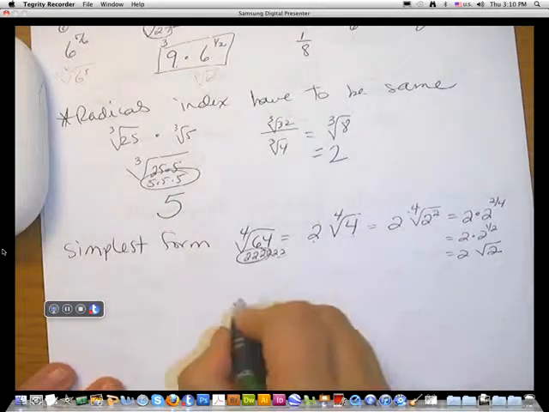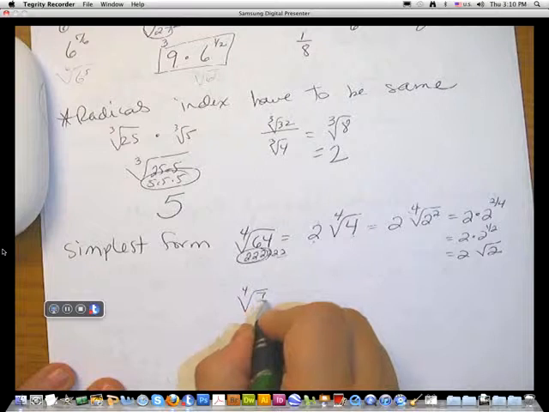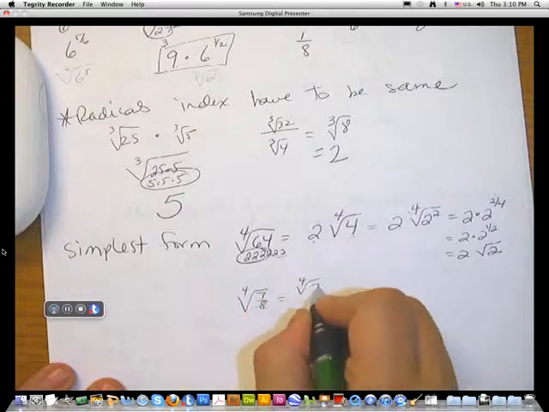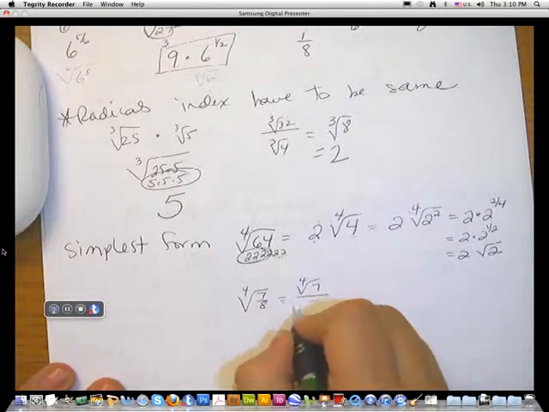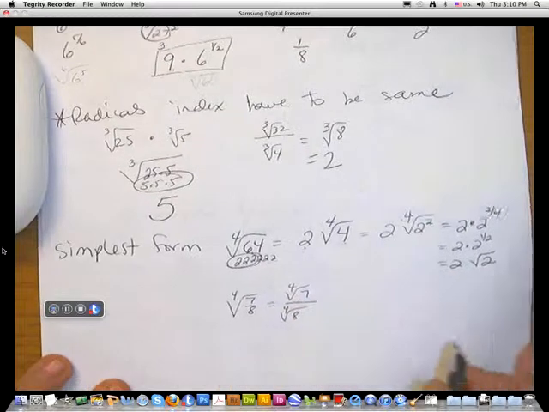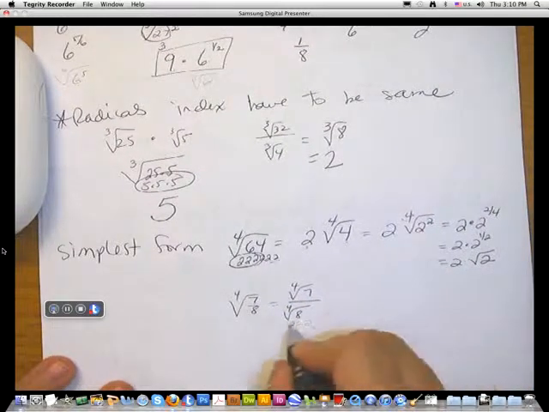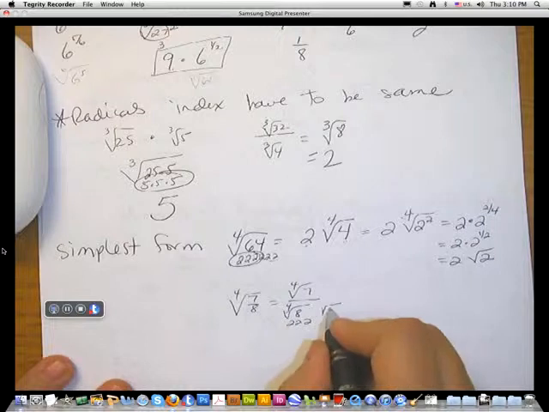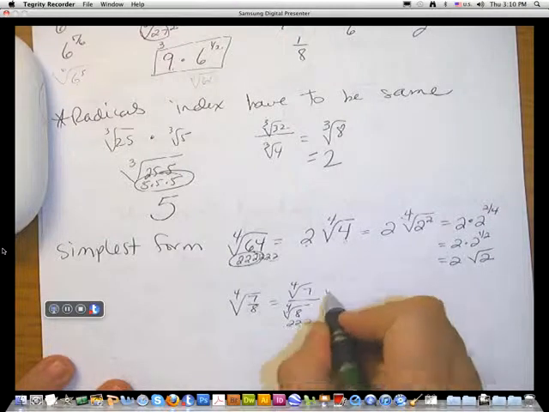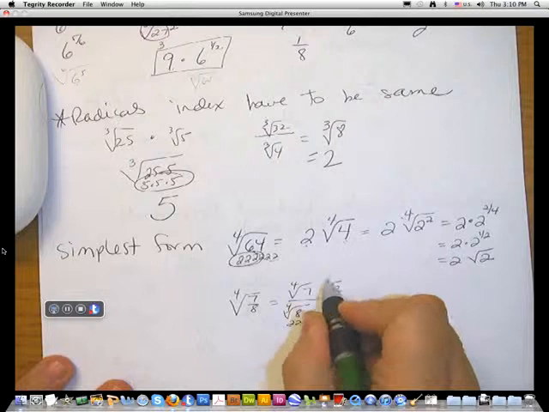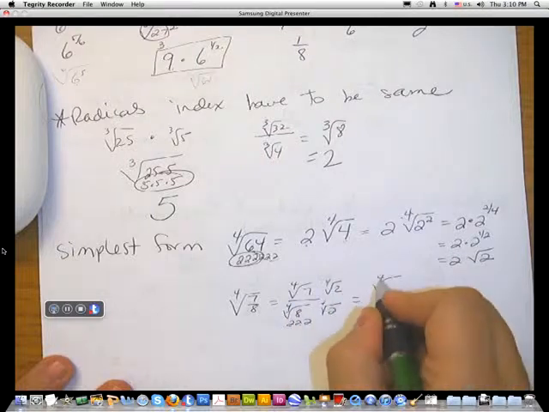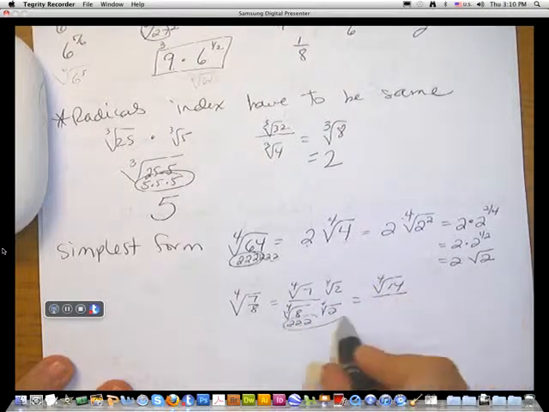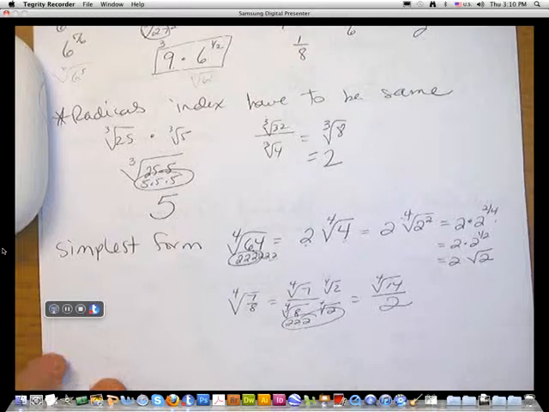So let's look at another one. If I have the 4th root of 7 over 8, well, that's the 4th root of 7 over the 4th root of 8. Well, 8 has 3 2's. I need 4 of something, and I can't have radicals in the denominator. So I'm going to multiply by one more 2, so that makes 4. So that I get the 4th root of 14, and now that I have 4 of them, it gives me a whole number.